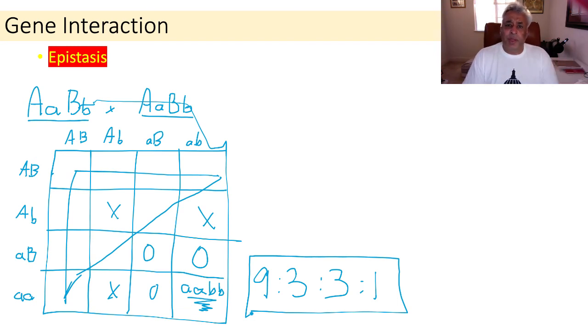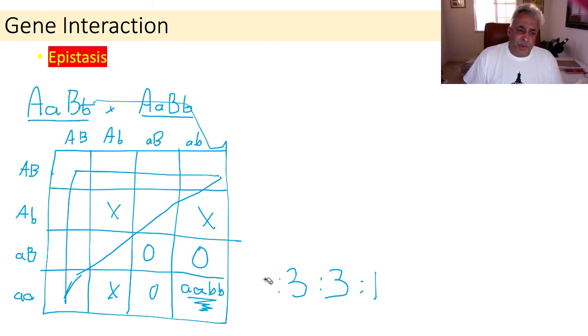So that suggests there's no epistasis. There's nothing going on, everything is behaving normally. So now let's compare that with a situation in which we have epistasis.